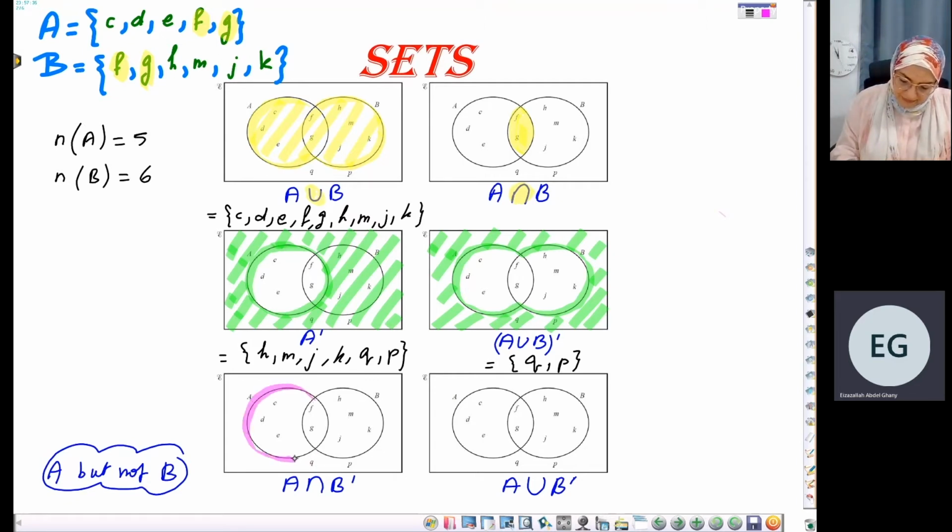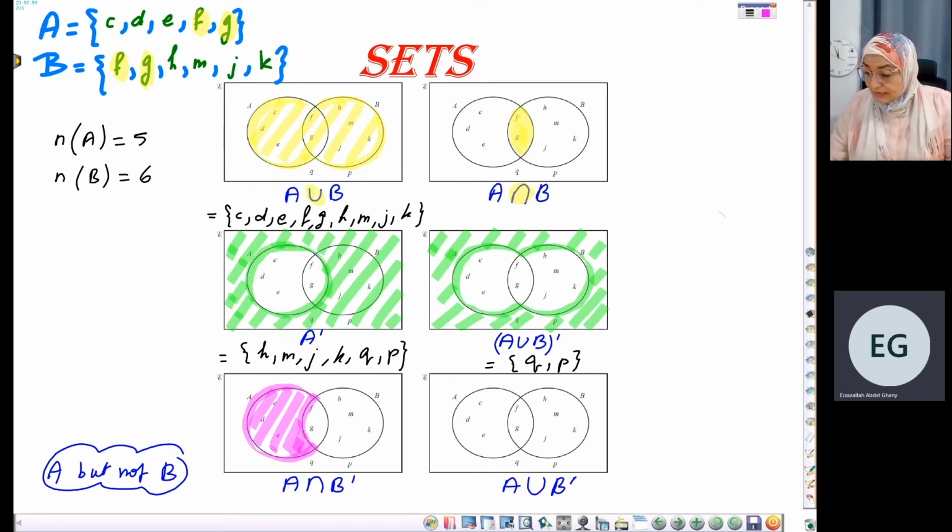Here is set A, and when you cover B, you start shading a shape which looks like a crescent, right? This is A but not B. Cover set B with your hand and start shading A. It's easy. The other one, A union B dash.